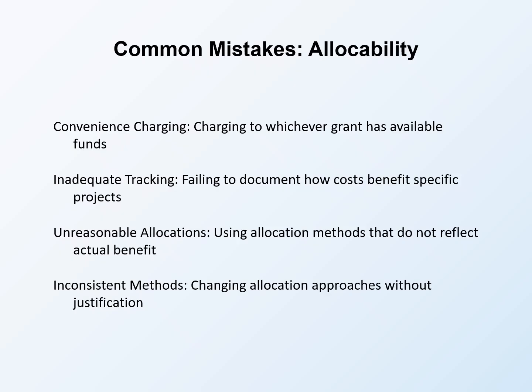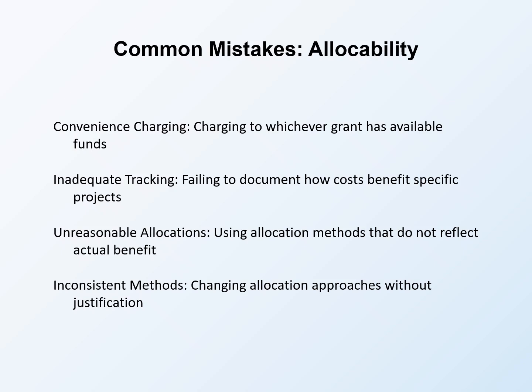Unreasonable allocations use methods that do not reflect actual benefit. Allocating costs equally across all grants when one project benefits much more than others is unreasonable. Allocation methods should approximate actual benefit even when precise measurement is impossible. Arbitrary or convenient allocations invite questions.